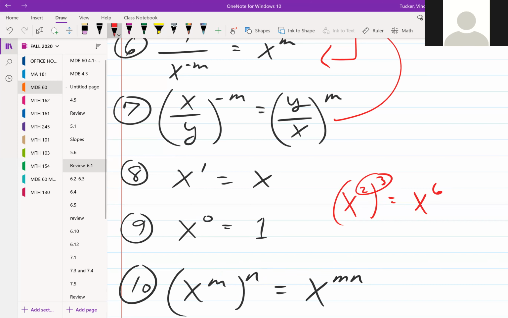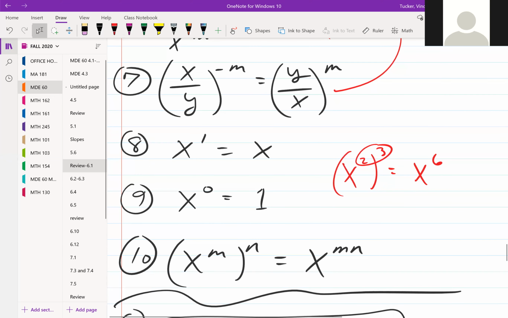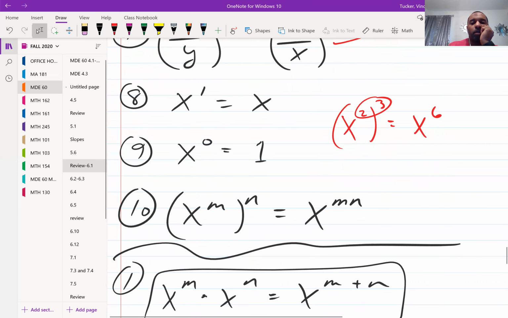Let me see. Hold on. Let me write this right quick. But we're going to do some examples that, like I said, emphasize each one of those rules. Scroll up. Everybody good?